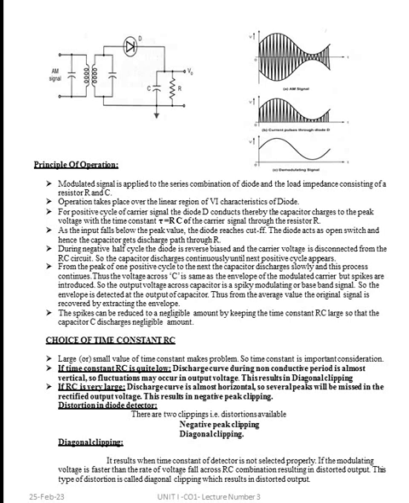Thus the voltage across C is the same as the envelope of the modulated carrier, but spikes are introduced. So the output voltage across the capacitor is spiky modulating, and it may be a baseband signal. So the envelope is detected at the output of the capacitor. Thus the average value of the original signal is recovered by extracting the envelope.